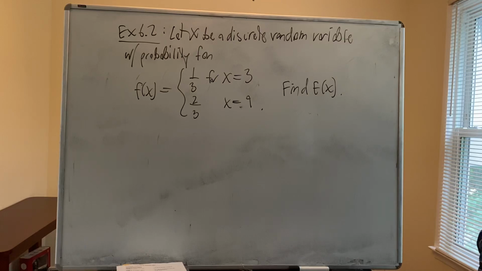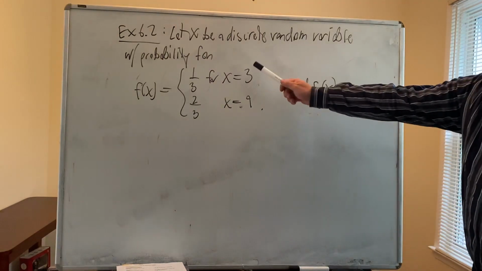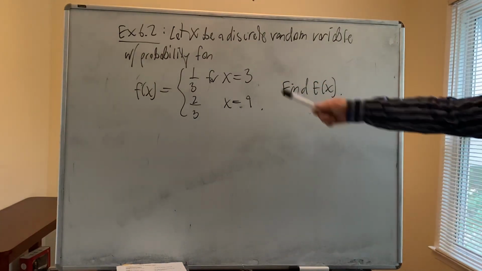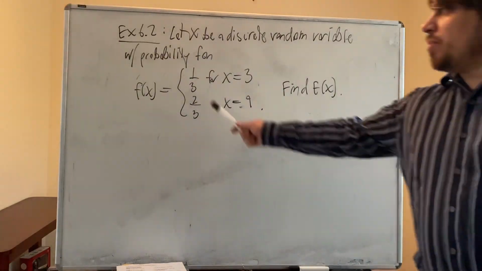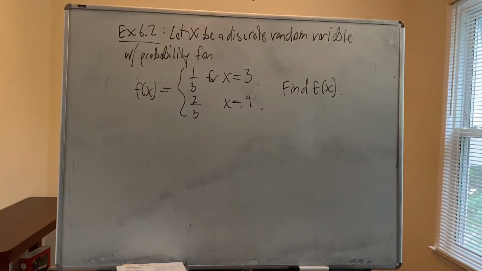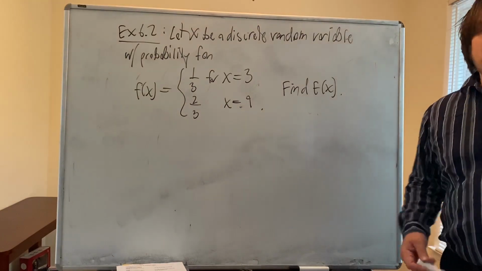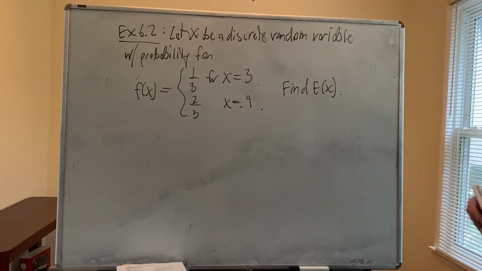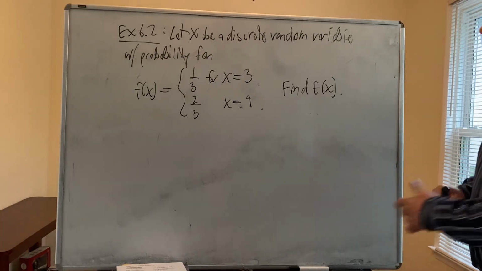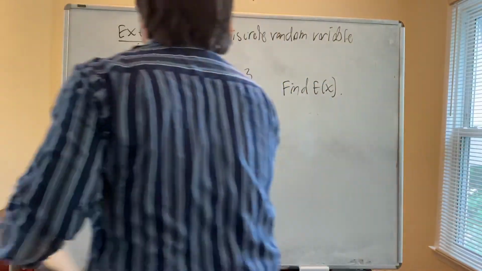Okay, so we're given the probability function, little f of x, and you can also see what all the possible values of little x are. When x is 3, the probability is 1/3. When x is 9, it's 2/3. These probabilities add up to 1. And so there can't be any other non-zero probability of x being a different value. Those are x equals 3 and x equals 9, the only values x can take. So let's find capital E of x.